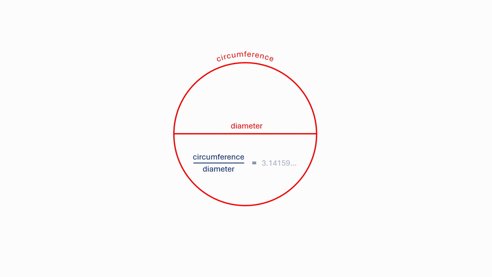And that is, if you divide the distance around the outside of any perfect circle, the distance known as the circumference, by the length of a straight line that goes from one side to the other, passing through the centre, what we call the diameter, then you will always get the same number. The number 3.14159, with an infinite number of non-repeating decimal places. It's a fundamental constant. Dividing the circumference by the diameter of any circle will always give the same number, no matter how big or small the circle is. We symbolise this number with the Greek letter pi.